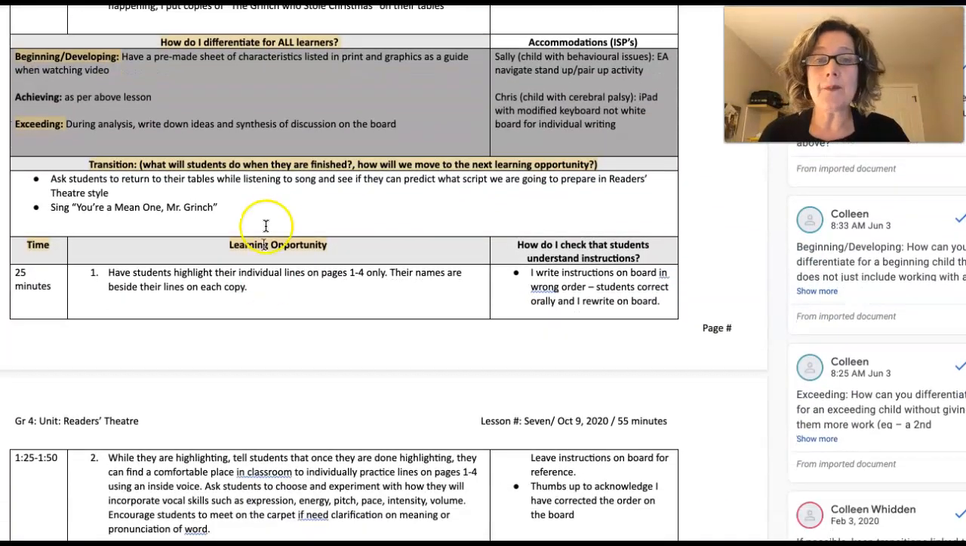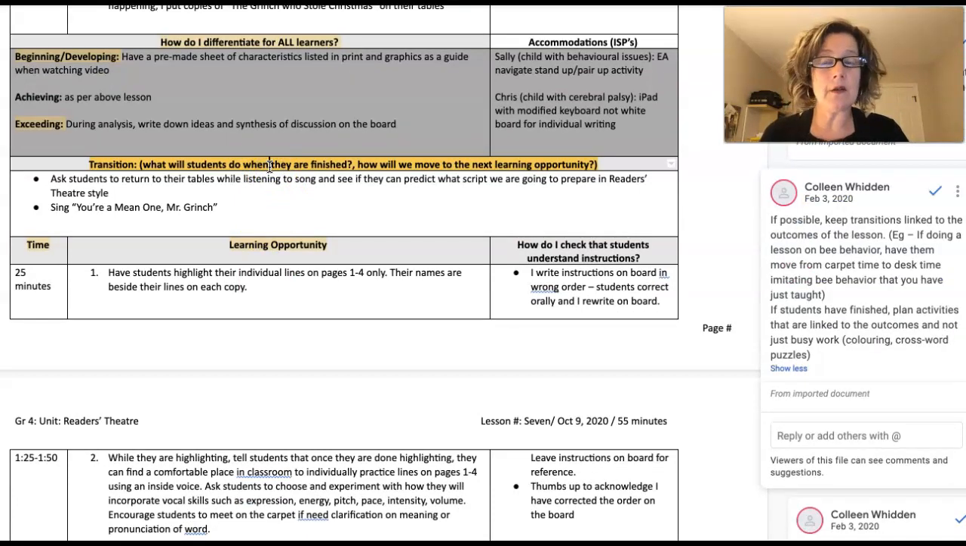Okay, so the other thing I want to bring to your attention is the transition. What will students do when they're finished, or how will we move to the next learning opportunity? Again, try to keep transitions linked to the outcomes of the lesson. So if doing a lesson on B behavior, have them move from carpet time to desk time, imitating B behavior.